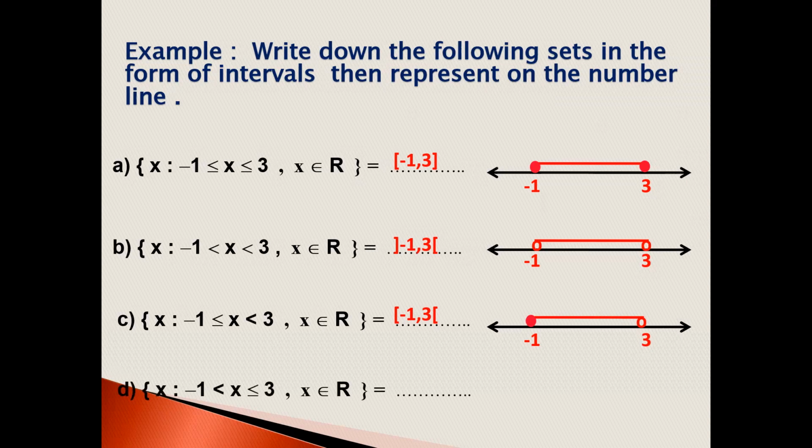Letter D. Here's the x such that x belongs to R, x more than -1 less than or equal 3. Here also I have first less than and second less than or equal. So I put -1 open, 3 closed because -1 is not included and 3 is included. So I write -1 open, 3 closed. I write it on the number line. I put a point on -1 and a point on 3. I close 3 but open -1 and join between them.